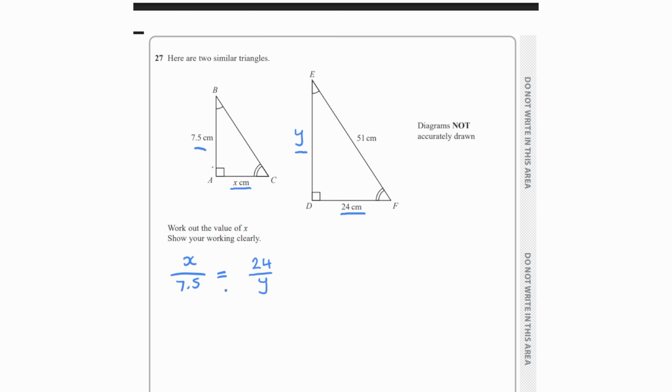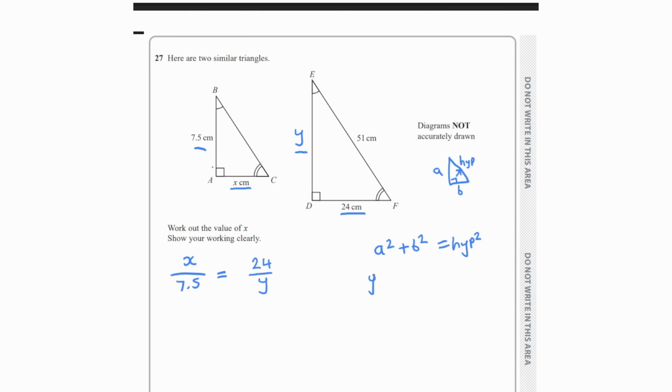Now that's an equation we can solve if we first work out what y is. So that's what we're going to do. And in order to work out y, we're going to use Pythagoras' theorem. So if you remember, Pythagoras' theorem is that a squared add b squared is equal to the hypotenuse squared. And the hypotenuse is always the one opposite the right angle. So let's do Pythagoras' theorem on this triangle. Just going to write out Pythagoras' theorem. A squared add b squared equals the hypotenuse squared.